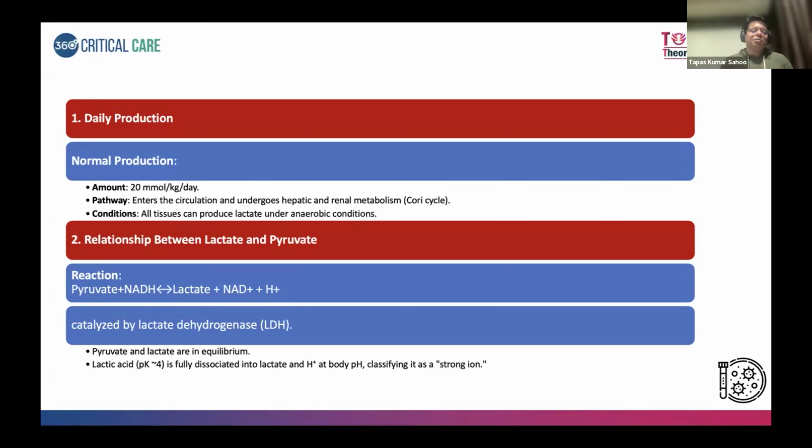Now there is a relationship between lactate and pyruvate. What is that relation? The reaction, if you are smart in chemistry, you can also write in your examination: pyruvate plus NADH reversibly gives lactate plus NAD plus H+, and it is catalyzed by LDH, lactate dehydrogenase. So pyruvate and lactate are normally in an equilibrium state, and lactic acid, with a pK of around 4, is fully dissociated into lactate and H+ at body pH, classifying it as a strong ion. So lactic acidosis involves a strong ion that you should remember.